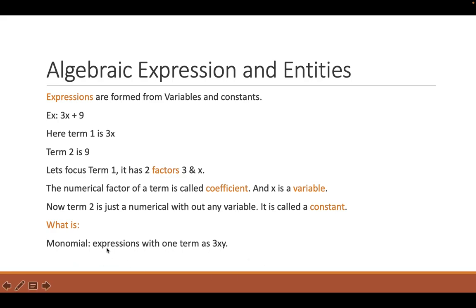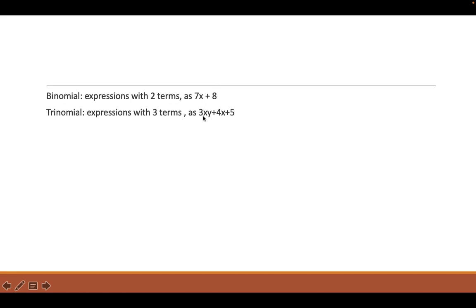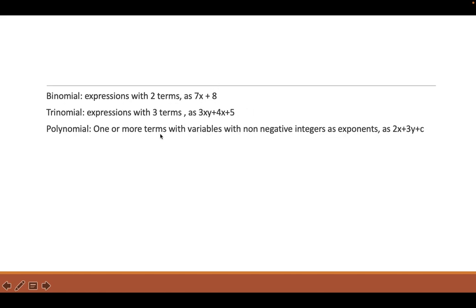A monomial means one term. Here the example given is 3xy. So it's called a monomial. It's just one term. Next one, binomial. What is a binomial? Having two terms. Here is term one and term two. That is a binomial. Trinomial means three terms. Polynomial means more than one.